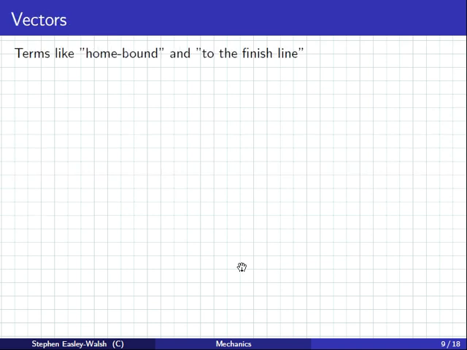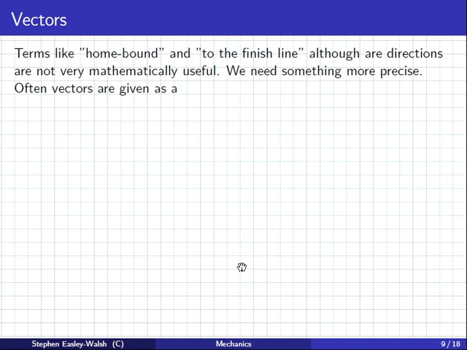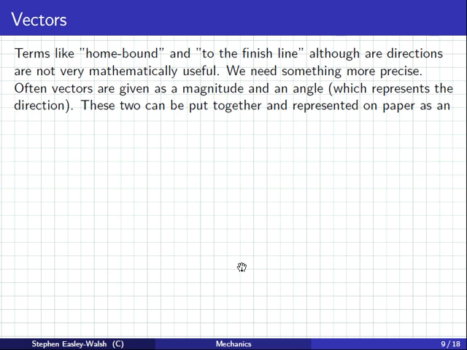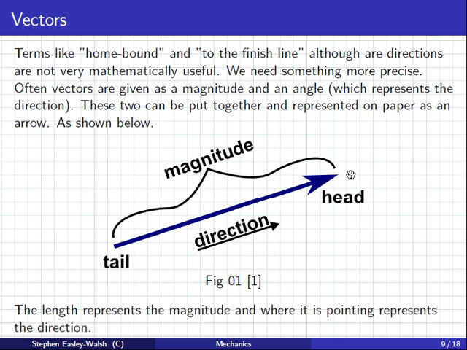Terms like homebound or to the finish line are directions, but they're not very useful. We need to be a bit more precise. So often vectors are given as a magnitude and an angle, which you can represent as an arrow. This is how you would draw a vector. The length of the vector is the magnitude, and where it's pointing is the direction, and we call this the tail and this the head.